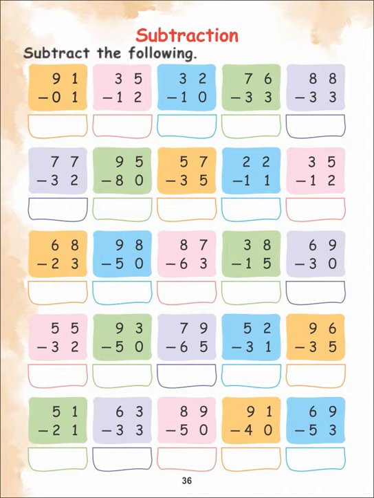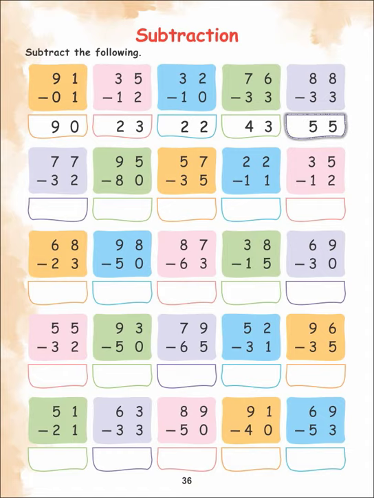Subtraction. Subtract the following. 91 subtract 1, 90. 35 subtract 12, 23. 32 subtract 10, 22. 76 subtract 33, 43. 88 subtract 33, 55. 77 subtract 32, 45. 95 subtract 80, 15.